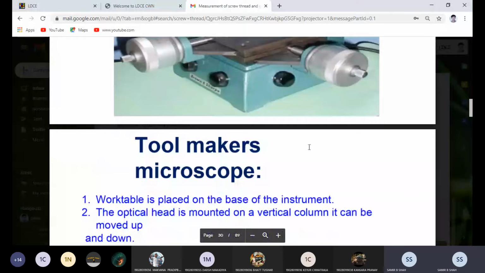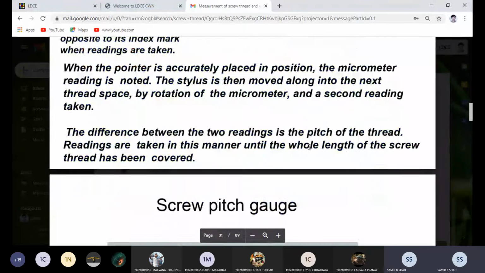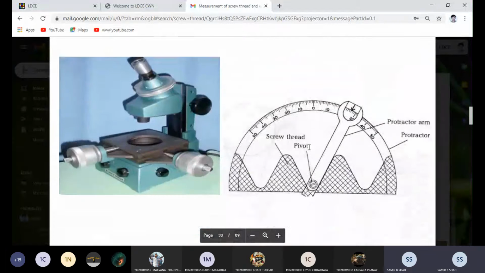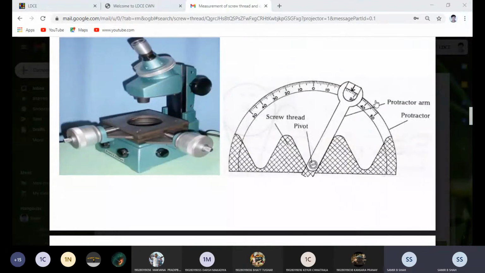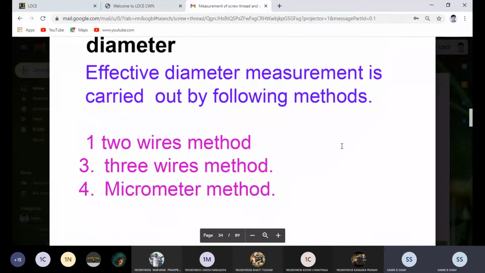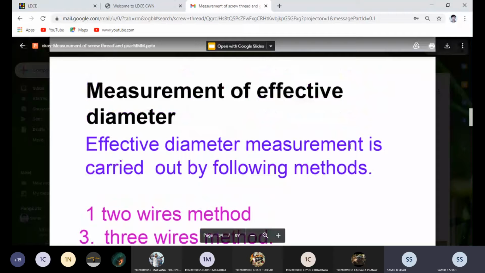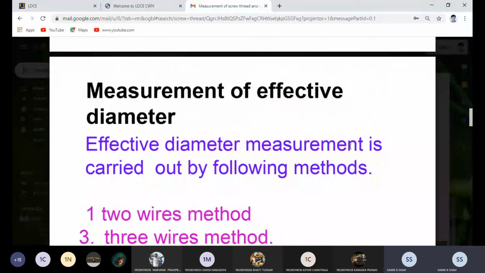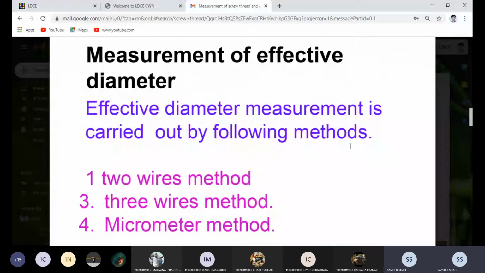Now, a very important portion of screw thread parameter that we are discussing now, that is effective diameter. These are the basic methods to measure the effective diameter.